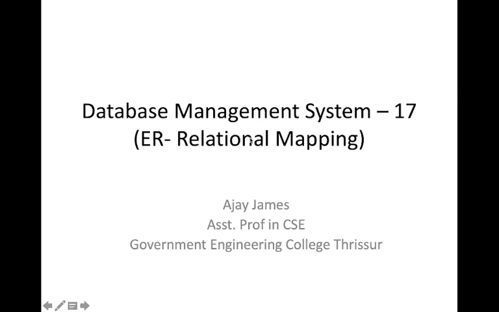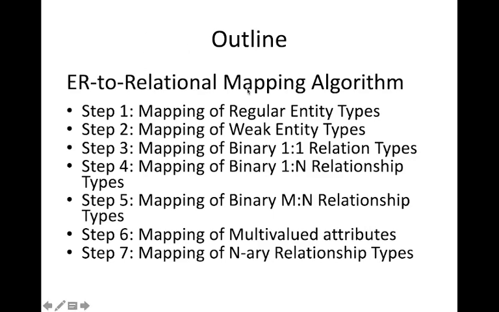So in this lecture, you will see how to convert this high level ER diagram into relations. So this is the outline. We have an ER to relational mapping algorithm which consists of 7 steps. Actually it's not 7 steps. If we have to study the enhanced entity relationship diagram, the EER diagram, and if we have drawn that EER diagram, then we need to convert that EER also to relations. But as per your syllabus, you have to learn only ER diagrams. So we have only 7 steps to convert it into relations.